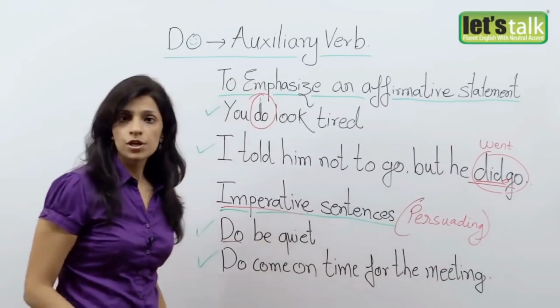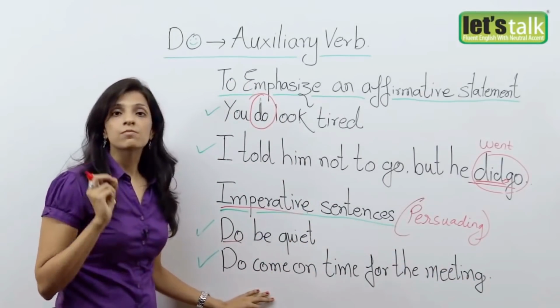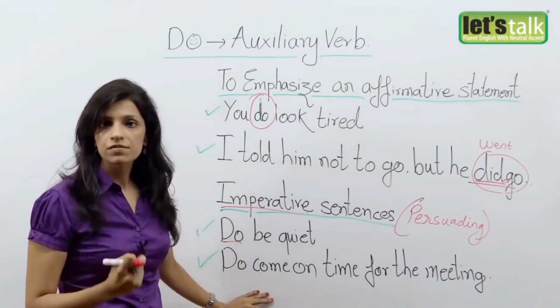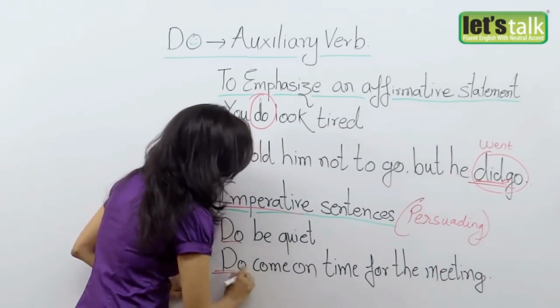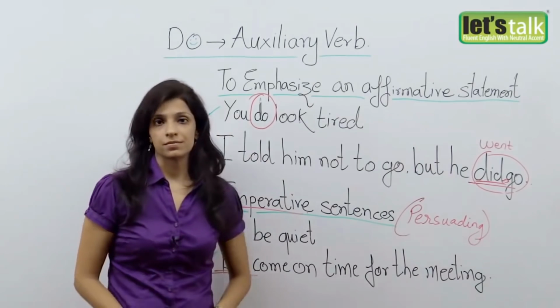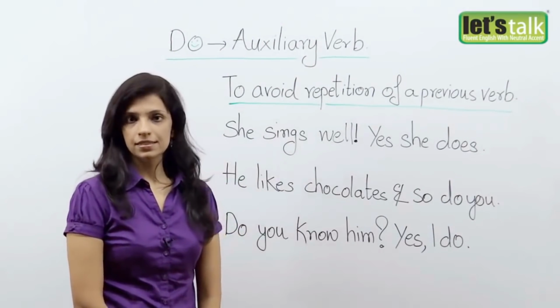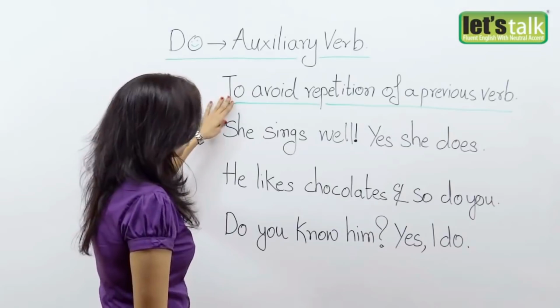In my next example, do come on time for the meeting. Well, I can even say come on time for the meeting tomorrow, but when I'm emphasizing, I'm persuading or convincing, I say do come on time for the meeting. Now let's take a look at the last condition on how to use do.